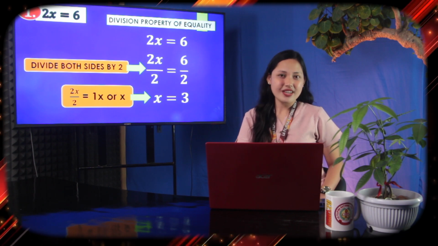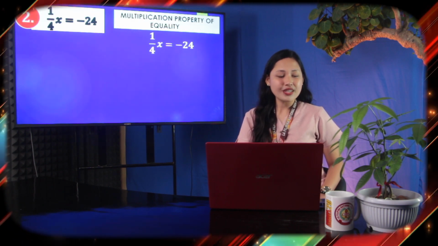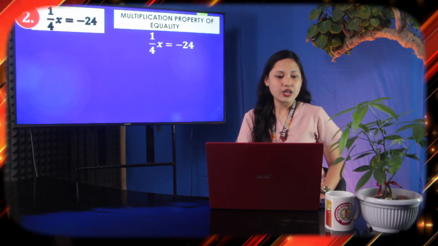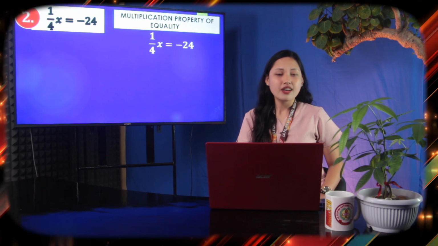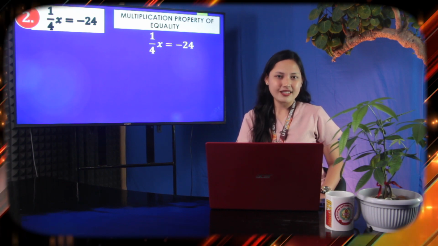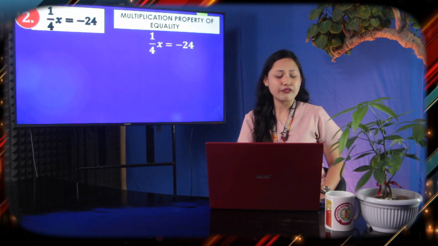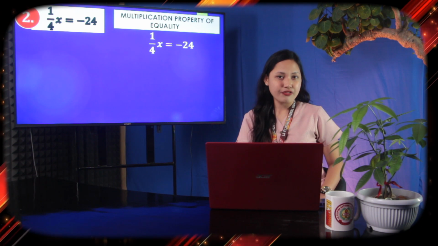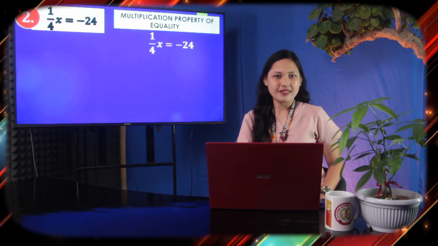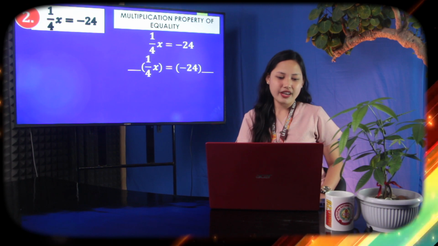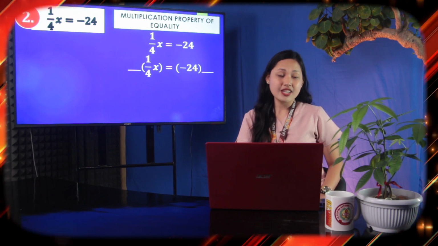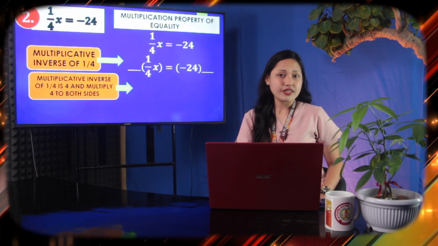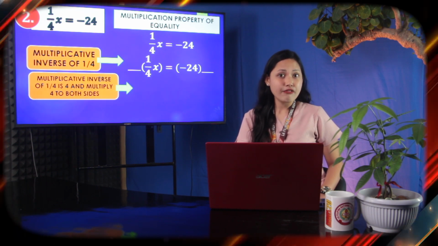Now let's have another example: 1/4 x equals negative 24. We have to find the value of x using the multiplication property of equality. To find the value of x, we have to eliminate the coefficient of x, which is 1/4. To eliminate it, we have to get its multiplicative inverse, and the multiplicative inverse of 1/4 is 4. And multiply 4 to both sides.